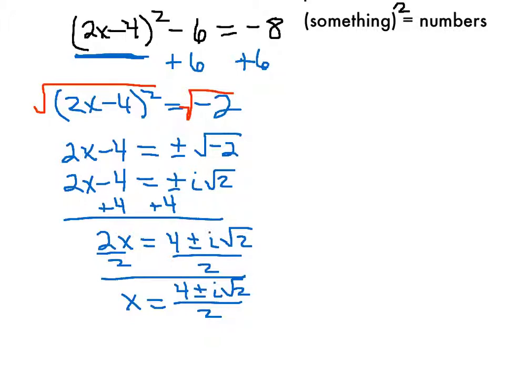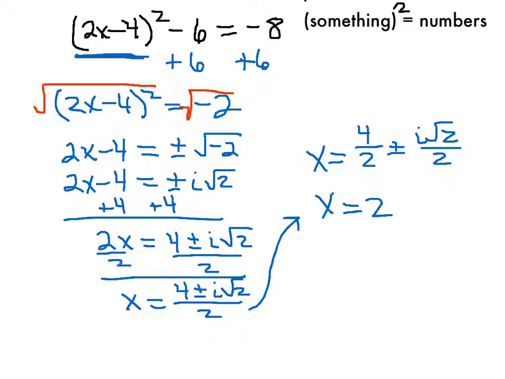Since this is a complex number, we need to break it into its real part and its imaginary part. So I'm going to write this as, since they're over the same denominator, 4 over 2 plus or minus i root 2 over 2, which simplifies to 2 plus or minus i root 2 over 2. And that is how you do this.